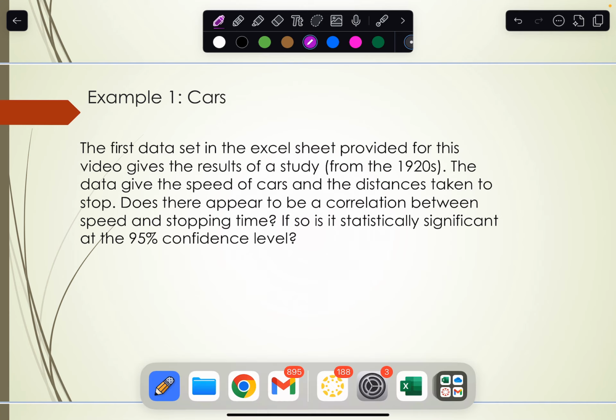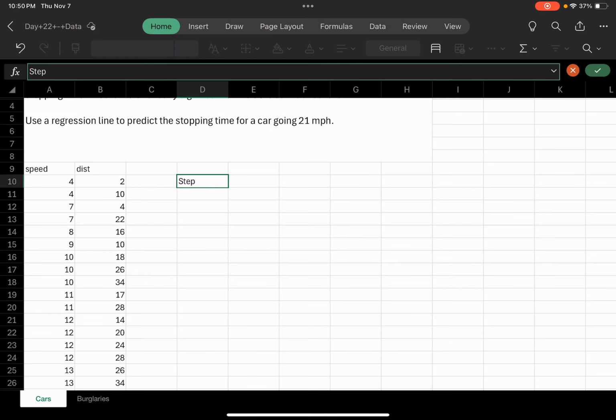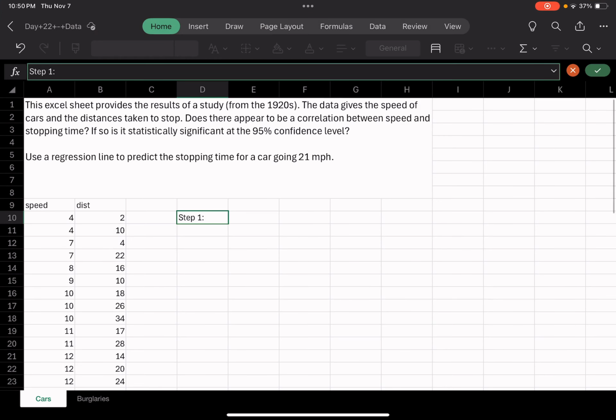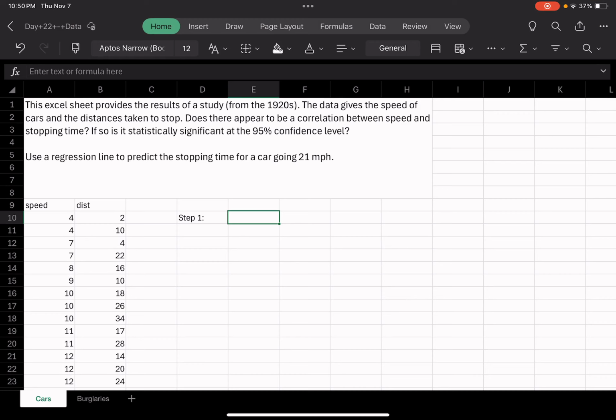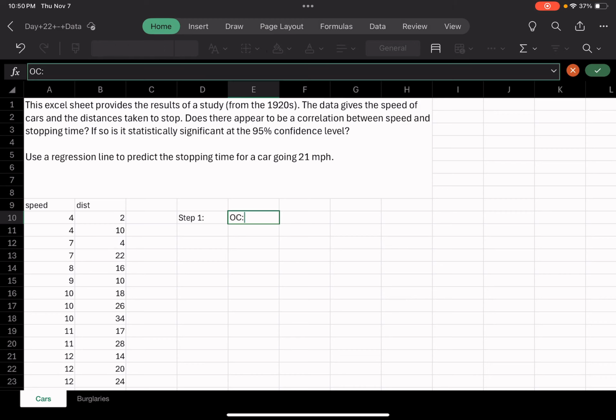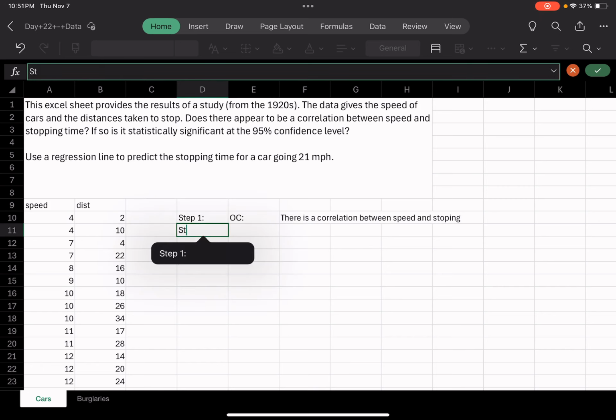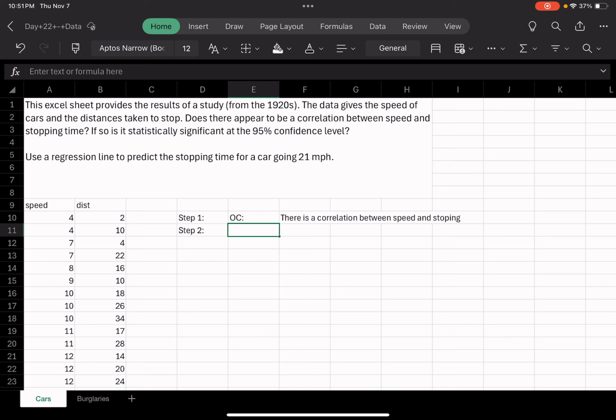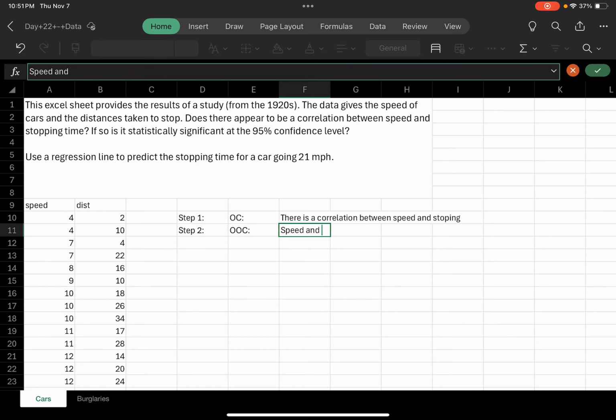Let's do our hypothesis test. Step 1. Does there appear to be a correlation between speed and stopping time? The original claim: there is a correlation between speed and stopping time. If I knew the speed, I have a little bit of information about the stopping time. Step 2, the opposite of the original claim: speed and stopping time are uncorrelated.